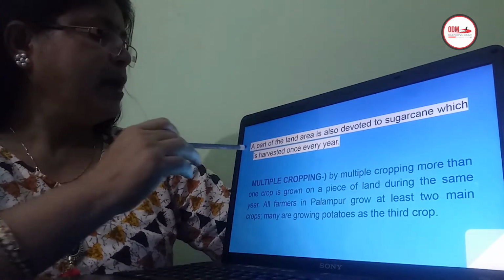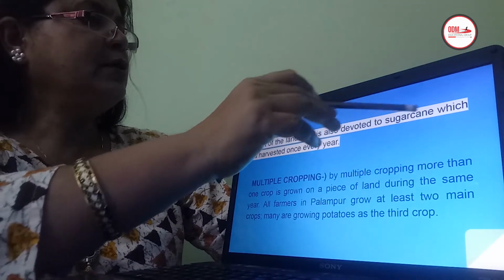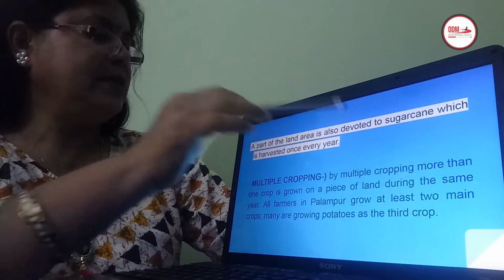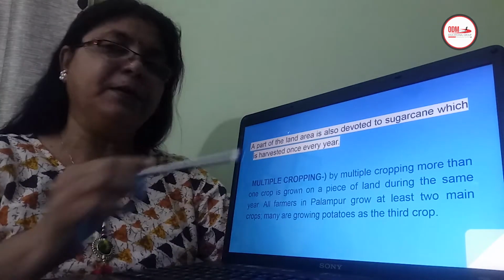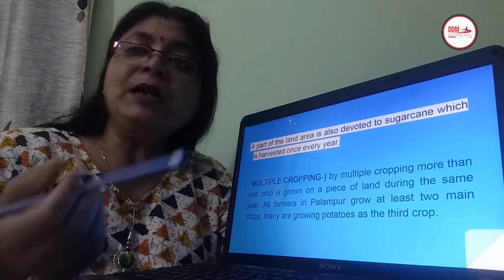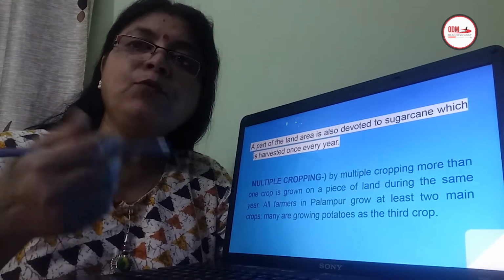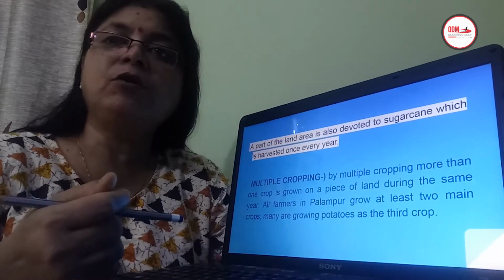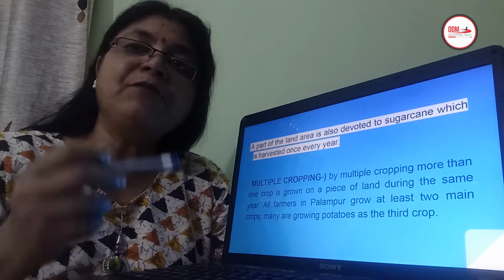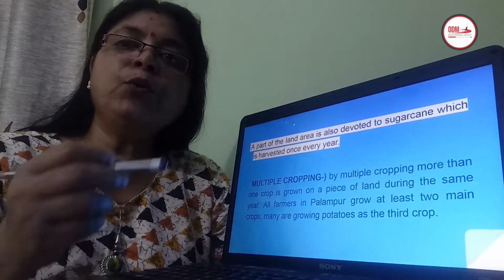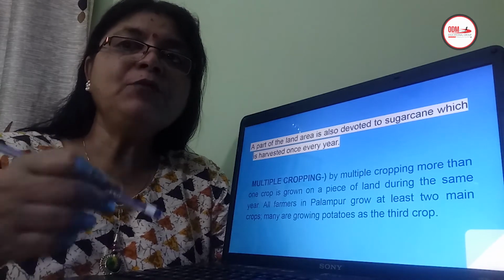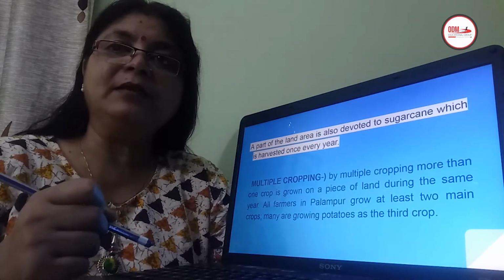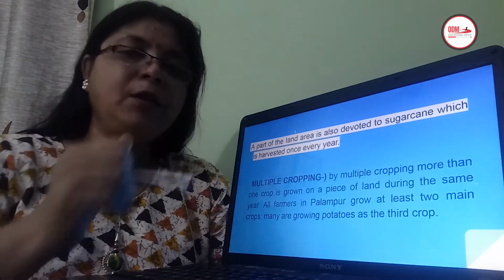First one, a part of the land area is also devoted to sugar cane, which is harvested once in a year. And the first method of cultivation they are using is multiple cropping. What is multiple cropping? To grow more than one crop from the same piece of land is called multiple cropping, because the farmers of Palampur village grow kharif crop and rabi crop, means more than one crop from the same piece of land by adopting multiple cropping.